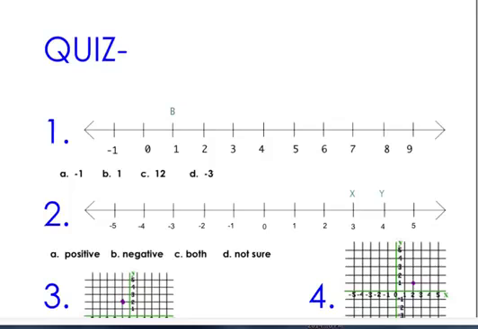Number 2, X and Y are both located on a number line. Are they both positive numbers? Are they negative numbers? Are X and Y both positive and negative? Or are you not sure?